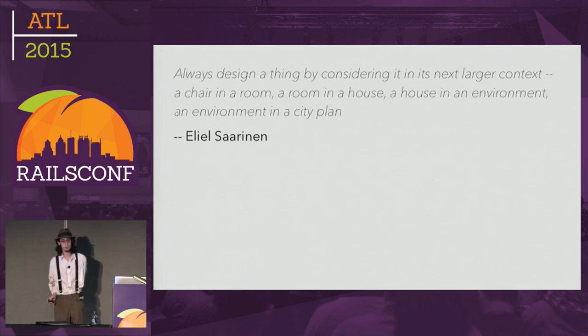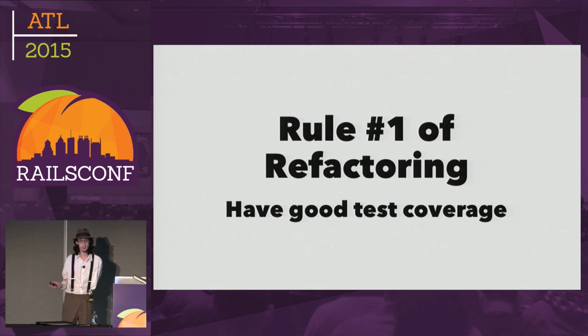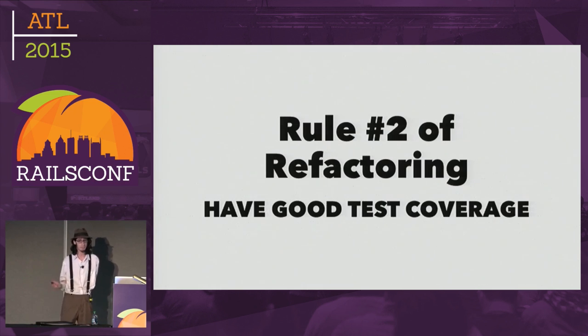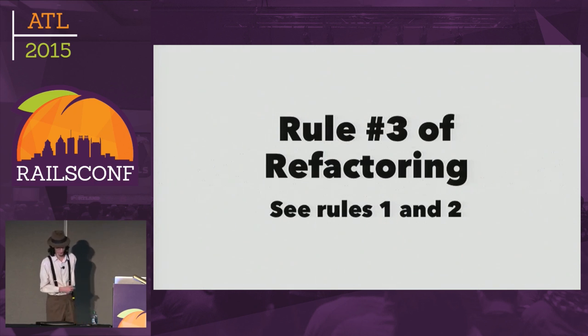Before we start introducing the API, we need to say a few brief words about refactoring. There are some rules that you need to follow. Rule number one of refactoring is have good test coverage. Rule number two is have good test coverage. And rule number three, see rules one and two.